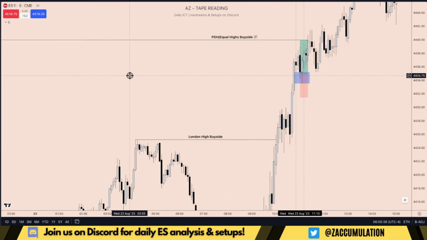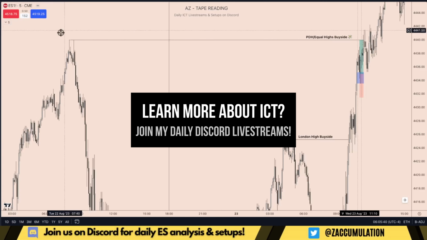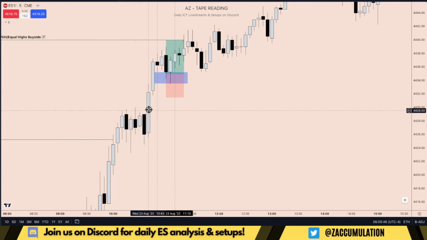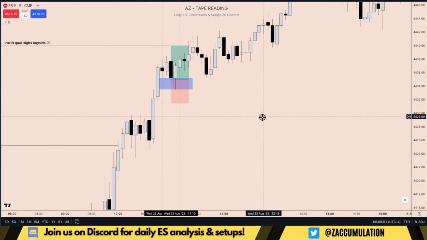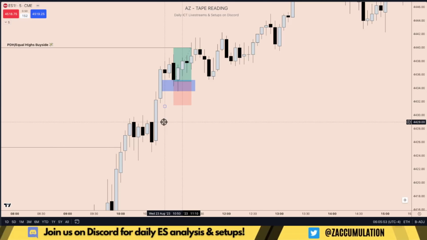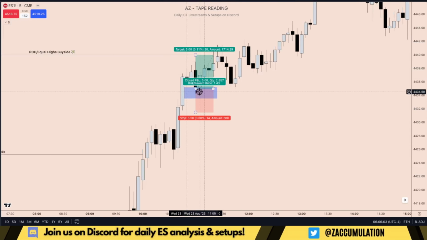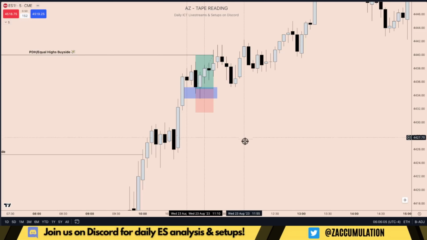Remember, we know that we have a very high probability draw on liquidity with equal highs paired with the previous day's high. Very simple. And what do we leave behind? A bullish fair value gap right here and another bullish fair value gap right here. And now also note the timing. It's 10:50 a.m. We're inside the 10:50 to 11:10 a.m. macro. My favorite macro, because that's usually when I stop trading on my live streams.